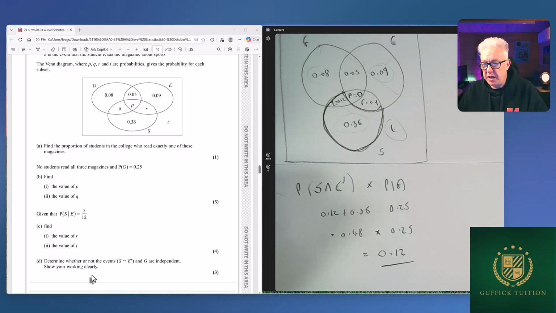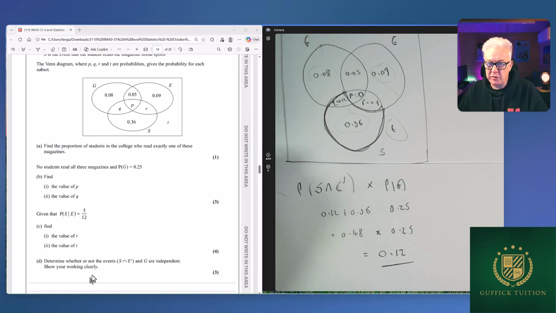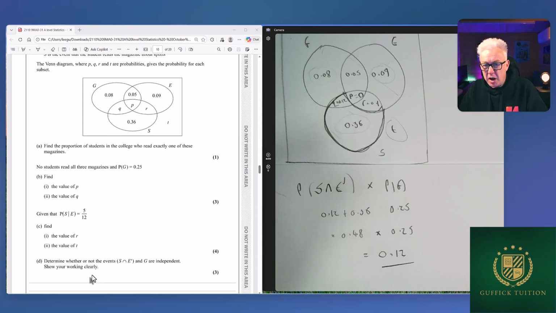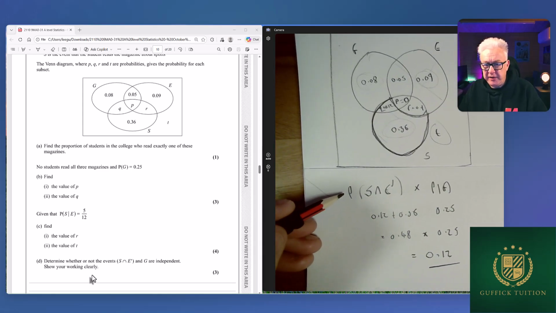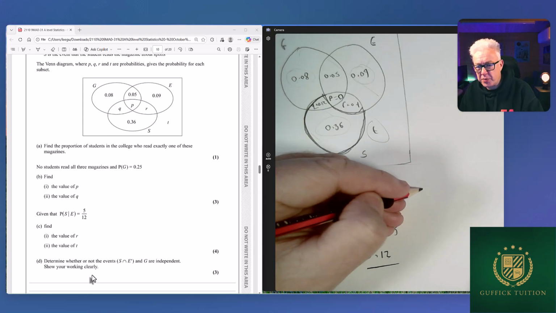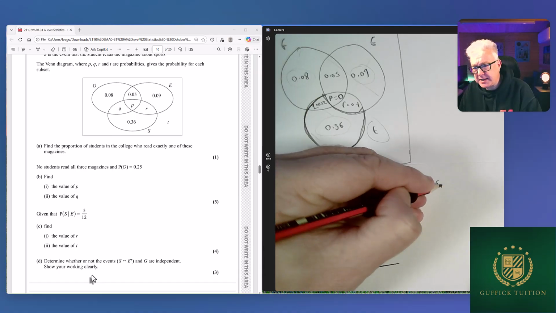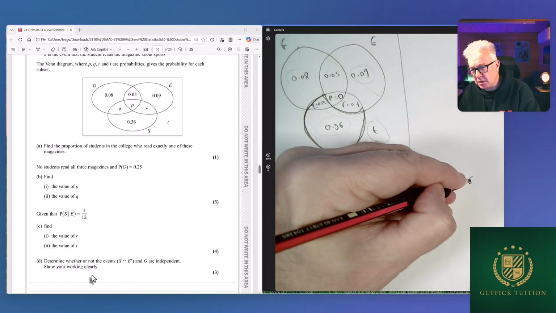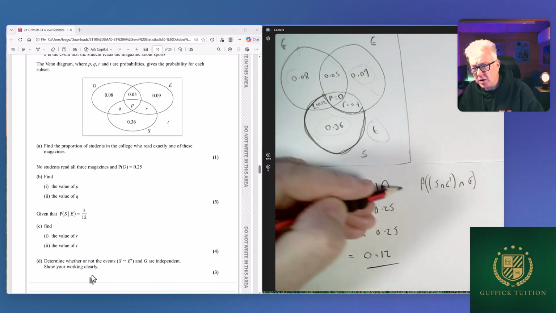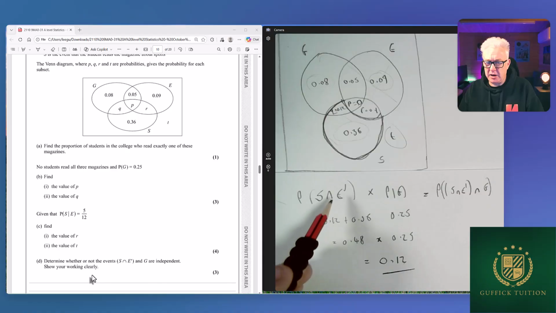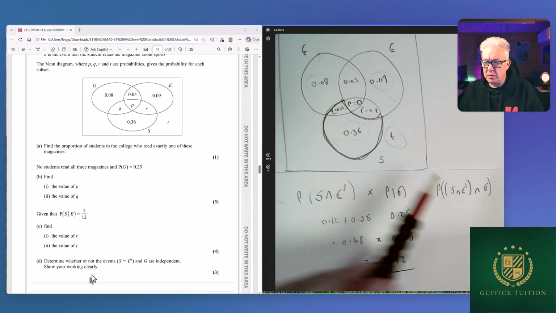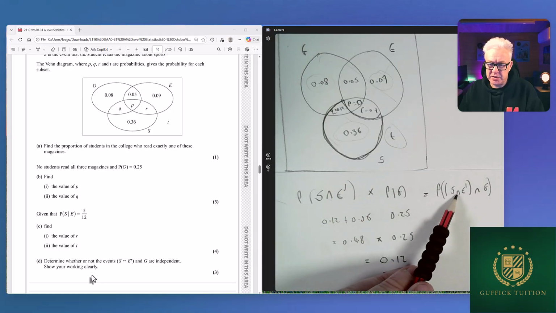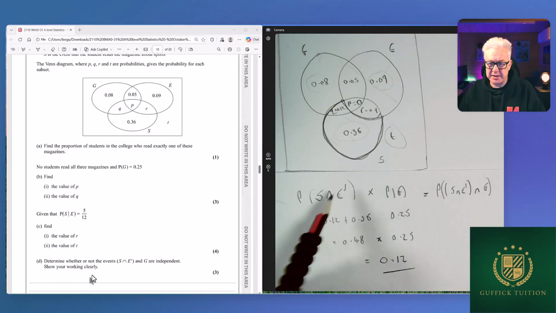Now, if they are independent, then this should match the corresponding region on the Venn diagram. And what is the corresponding region on the Venn diagram? Well, if they are independent, then the probability of S intersection not E intersection G would equal the probability of this one times this one. So if they're independent, the probability of this one intersection this one is the same as that times that.